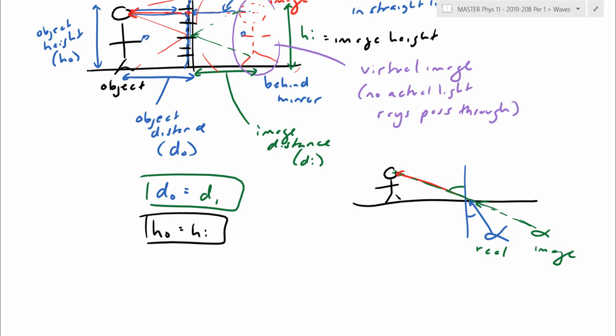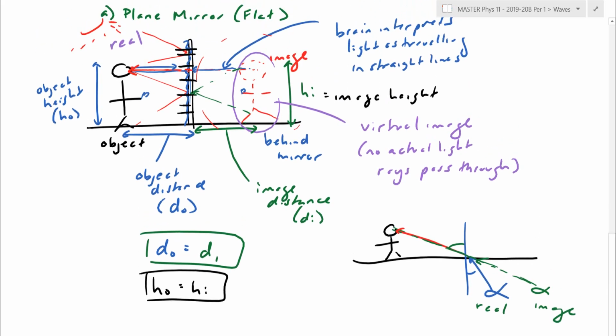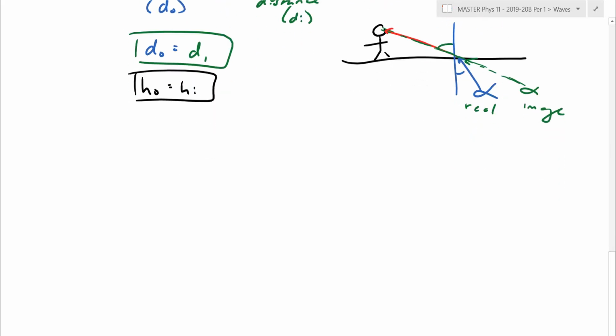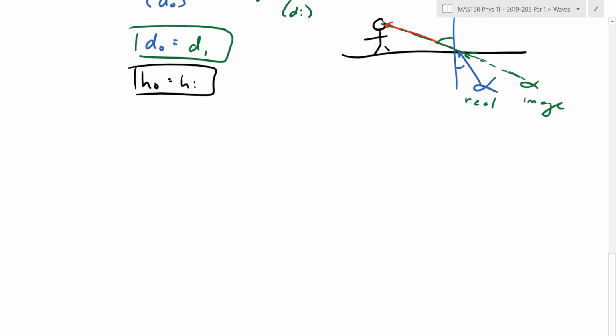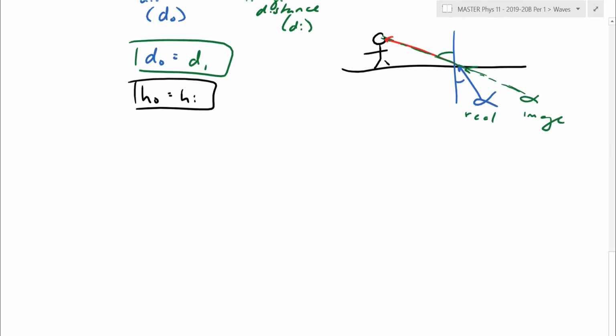I've introduced some of the language for you. We say real is where light actually passes through. Virtual is where light doesn't pass through. We have DO, HO, and whatnot. It's a lot more interesting when we start adding some curvature to the mirrors. So plane mirrors. Let's look at curved mirrors.